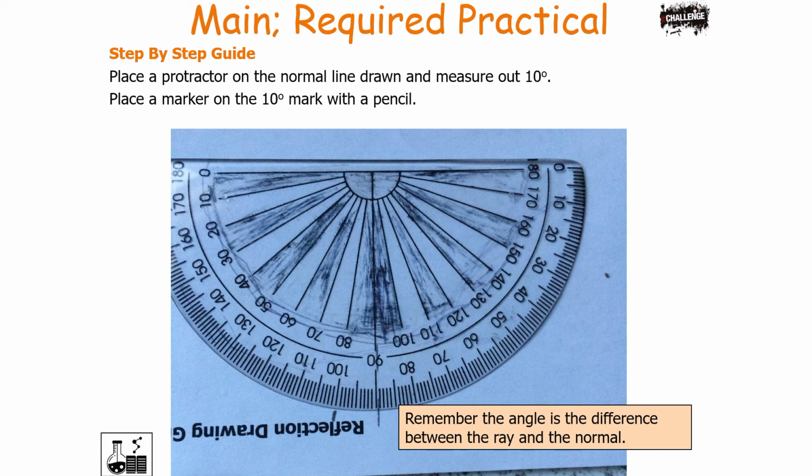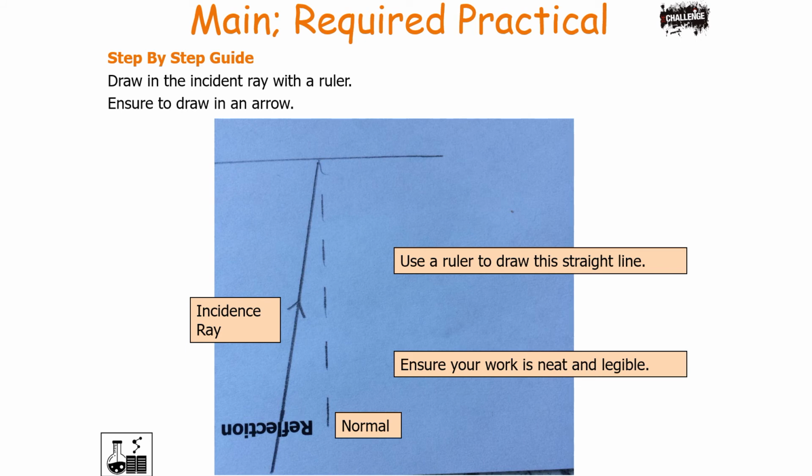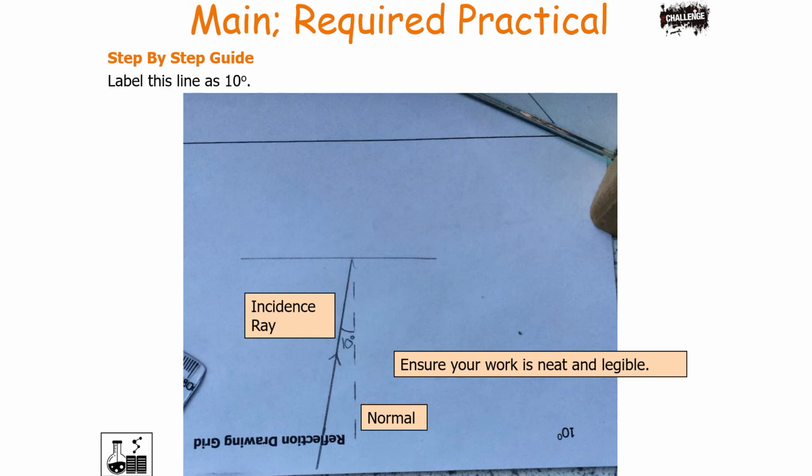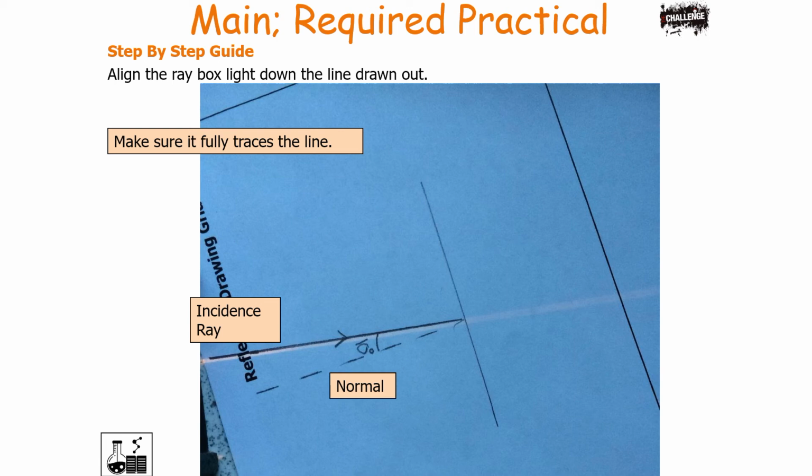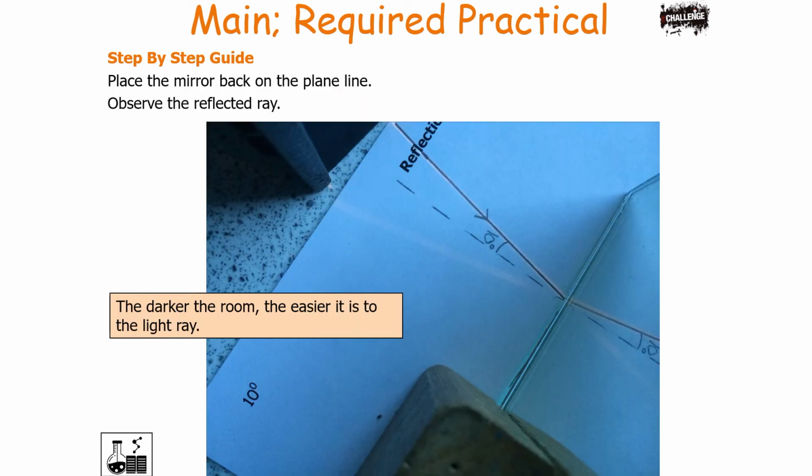Now remember the angle is the difference between the angle of the ray and the normal. So therefore you then use a ruler to draw in your incident ray and ensure you have your arrow in this particular diagram. So you then label it as 10 degrees. At this point you would then align the ray box down the line drawn as shown here. Now you would then place the mirror back on the plane line and observe the reflected ray. Now the darker the room, the easier it is to observe the light ray.